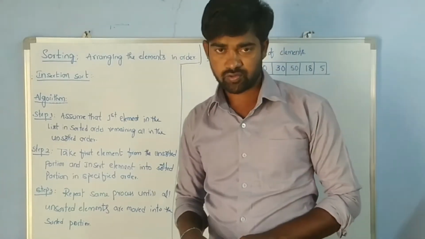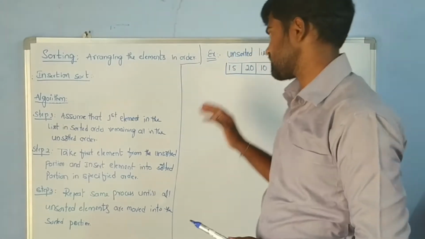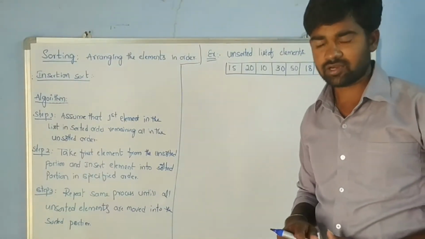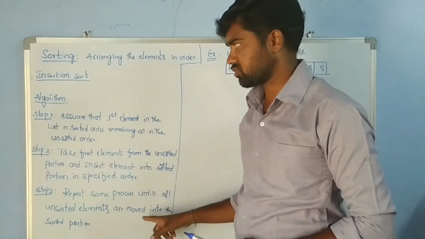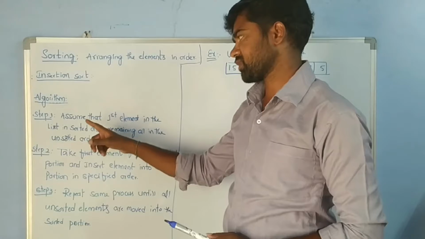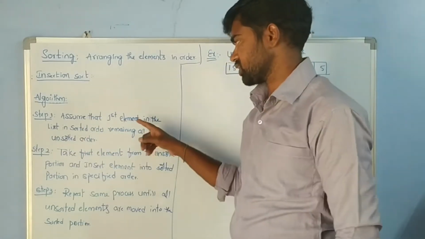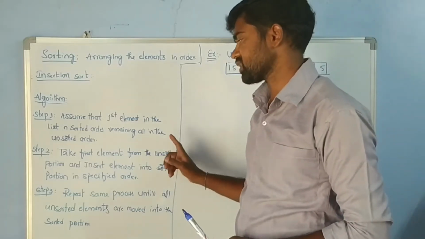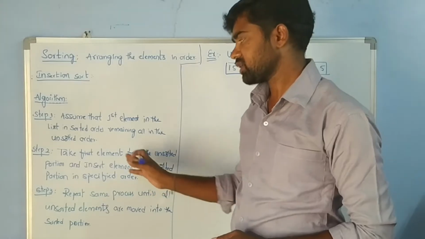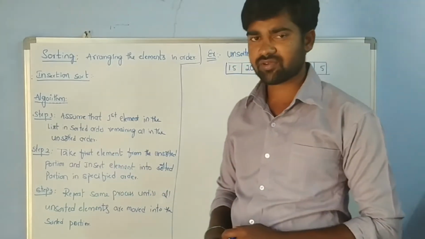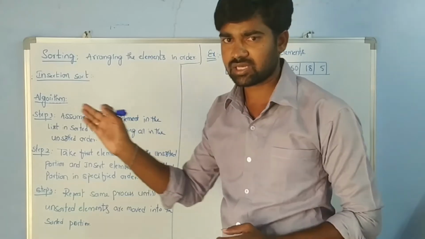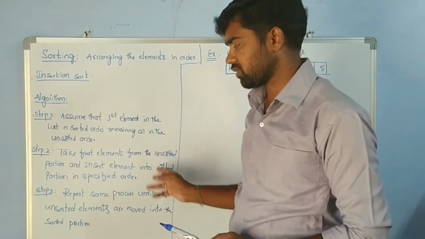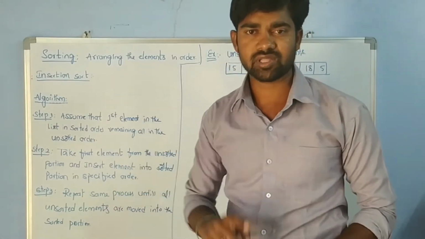So first, what do we have to do for insertion sort? We have a list of elements in unsorted order that we need to put into sorted order. For that purpose, we need to follow this algorithm. What is step number 1? Assume that the first element in the list is in sorted order and the remaining elements are in unsorted order. Then step number 2, take the first element from the unsorted portion and move it into the sorted portion. We need to perform these two steps until all the unsorted elements are moved into the sorted portion.